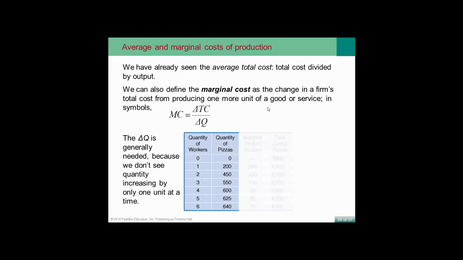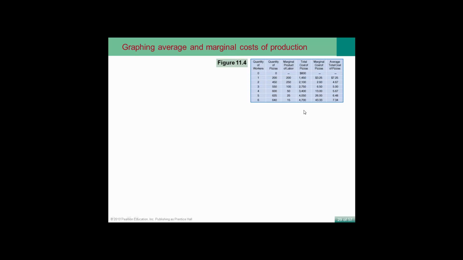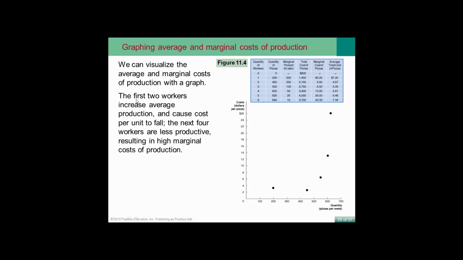So a change in Q, so what we have here is quantity of workers, quantity of pizzas, marginal product cost, total product cost. Then we have marginal cost per pizza and average total cost per pizza. We can visualize the average and marginal cost of the production graph. The first two workers increase the average production and cause cost per unit to fall. The next four workers are less productive, resulting in a higher marginal cost. So the first two workers make it fall, and then it goes back up.